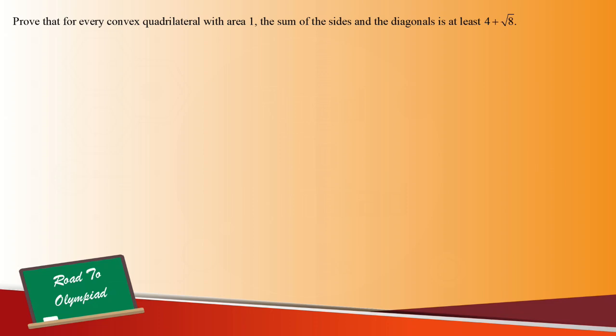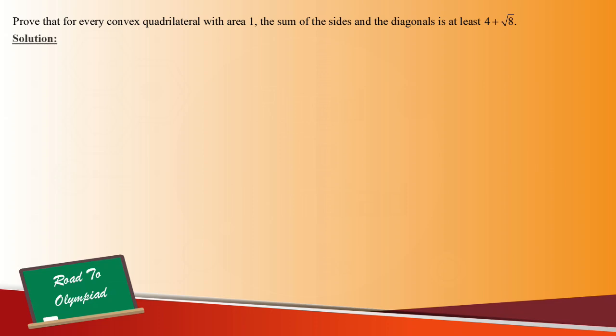Experimenting with a square of side length 1, we can see that the minimum, or the equality, is achieved. But how are we going to show the statement generally? Pause the video if you'd like to give this problem a try, and when you are ready, keep watching to learn how to solve it.